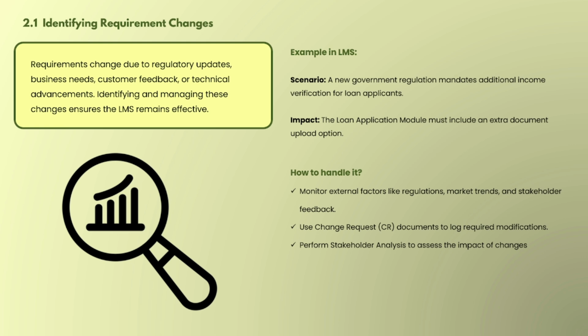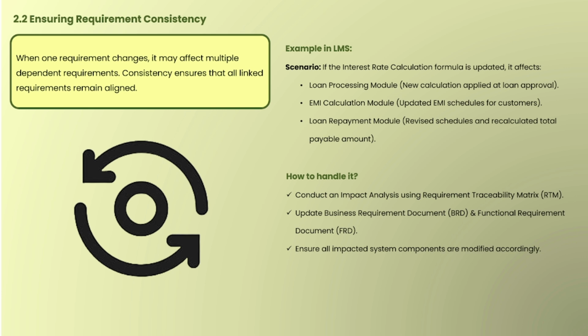So how to handle it? I am talking about how to handle identifying requirement changes. Monitor external factors like regulation, market trends, and stakeholder feedback. Then use a change request document to log required modifications. Then perform stakeholder analysis to assess the impact of changes: when any requirement change comes, we analyze with the stakeholders and see how it is impacted. We will see these requirement changes in detail in, I guess, step number 4 of this requirement lifecycle management.